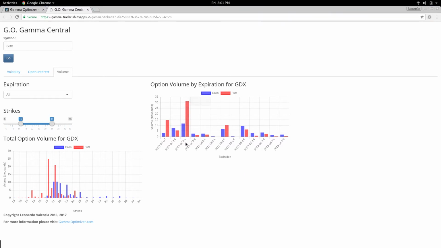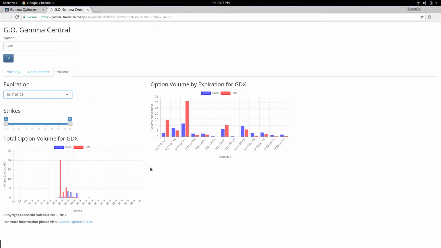But we can explore it. We can explore here, and we can go to July 21 and see what the strike is. And I bet it's the 20. Yes, the 20 strike. 20,000 contracts. This is a favorite number for some reason.